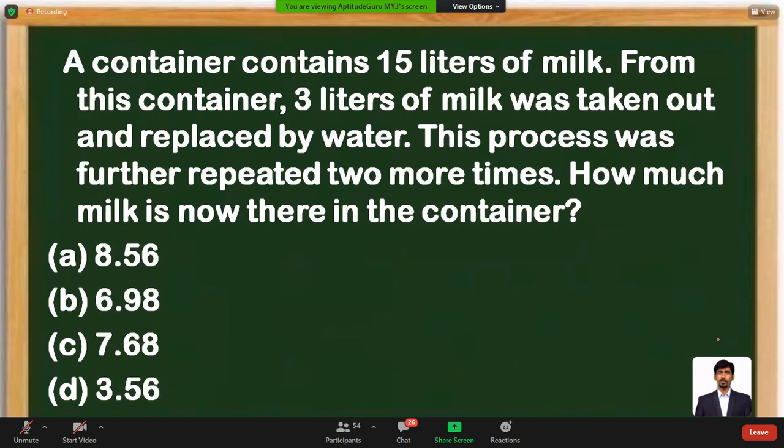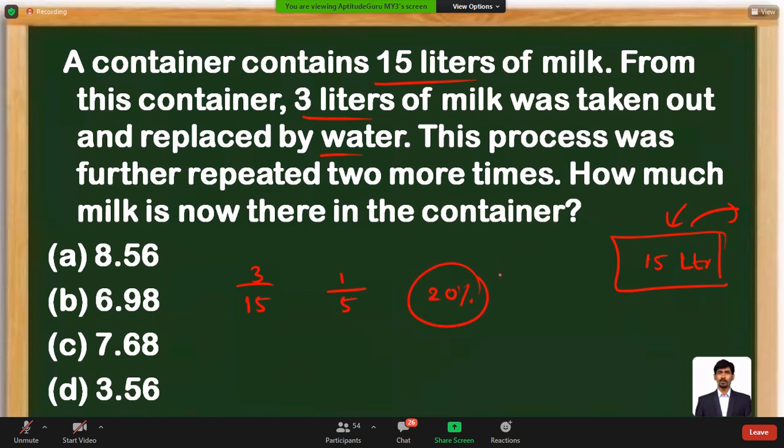Look at the next question. A container contains 15 liters of milk. From this, 3 liters is taken out and replaced with water. A container is consisting of 15 liters. From this, 3 liters is taken out and replaced with water. That means 3 parts out of 15 parts. That's going to be 1 by 5. That's going to be 20%.